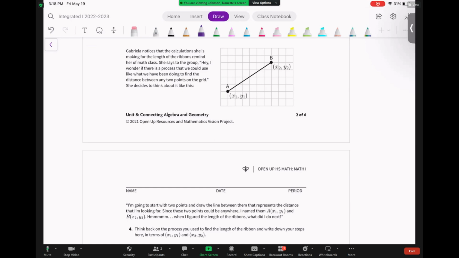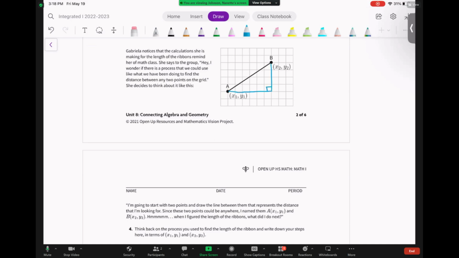When I figured the length of the ribbons, what should I do next? Now, I want you to think about the past 2 examples that you did, especially this last one, and figure out, okay, well, first, Ms. Johnson, you told us to find that right triangle, so we're going to draw that in. But then you need to find how long each side is.